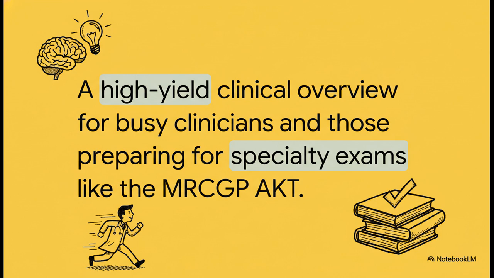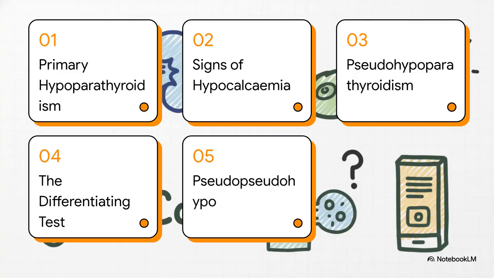In this explainer, we're going to give you a really high-yield clinical overview of hypoparathyroidism and PTH resistance. This is perfect for you busy clinicians out there, and especially if you're gearing up for specialty exams like the MRCGP AKT. So here's how we're going to tackle this. We're going to build it up like a differential diagnosis. We'll kick things off with the most common cause. Then we'll look at the clinical signs, and from there explore the conditions that can mimic it, and crucially, how to tell them all apart.